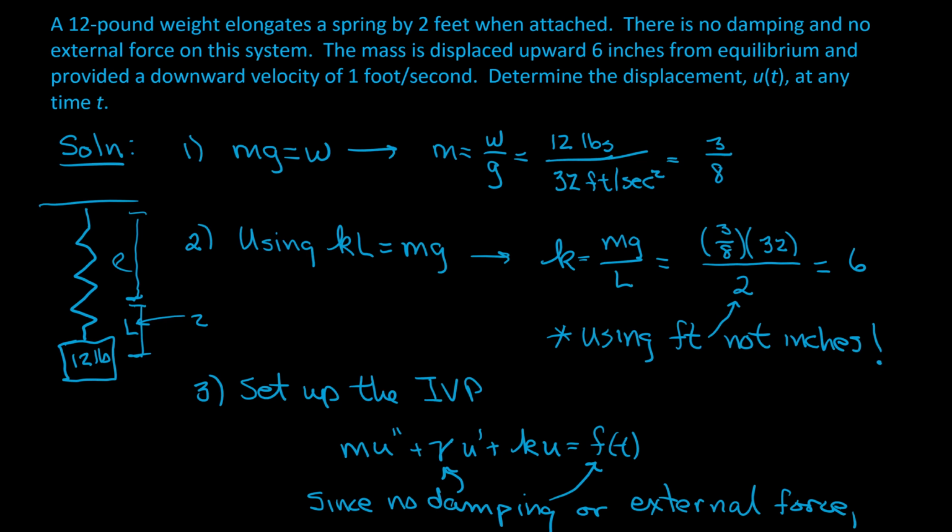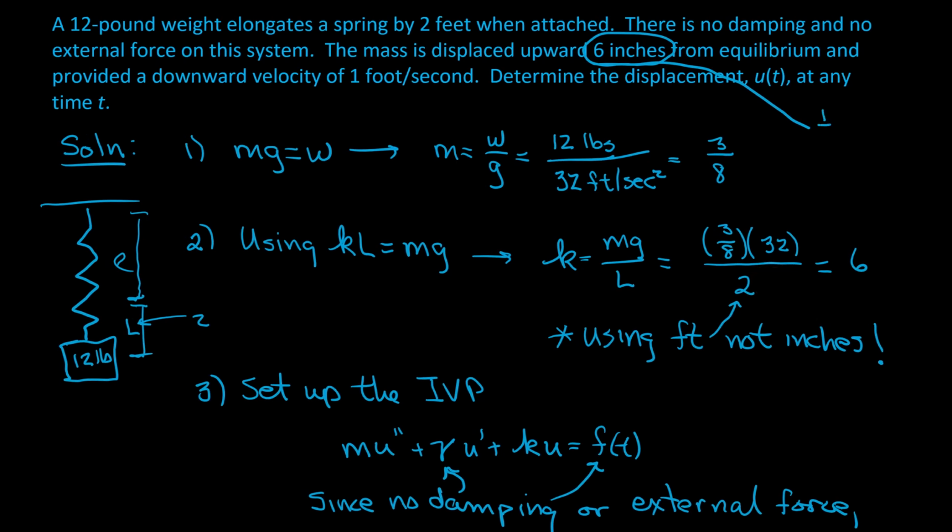Okay. As we read on here, the mass is displaced upward 6 inches from equilibrium. Now be really careful here. 6 inches, I need to take this and convert this to feet so I have the same units. This is 1/2 of a foot. So what's going to happen is this mass is going to be pushed upward 6 inches, and then from there it's going to be given a downward force or velocity of 1 foot per second.